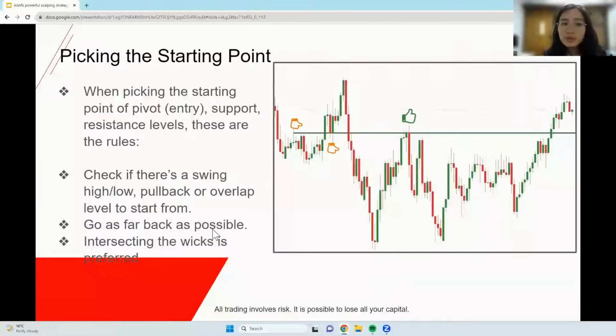So secondly, we want to make sure that our starting point goes back as far as possible. And you want to make sure that it doesn't intersect too many bodies of candlesticks, but the wicks are fine. So you see in this case, it's just the wicks, so it's okay. But we are preferably looking for really significant swings like over here.